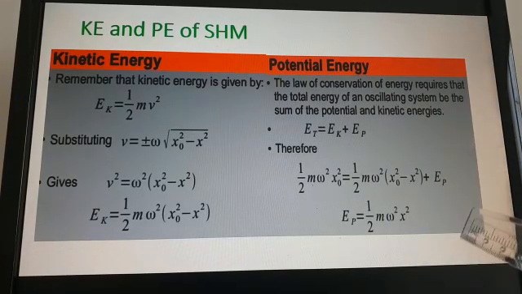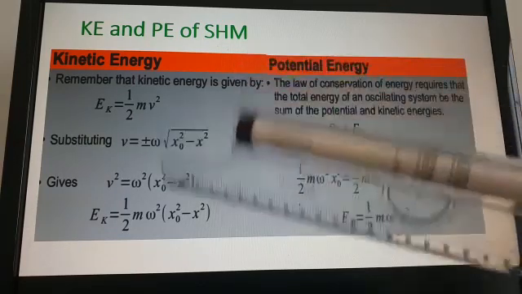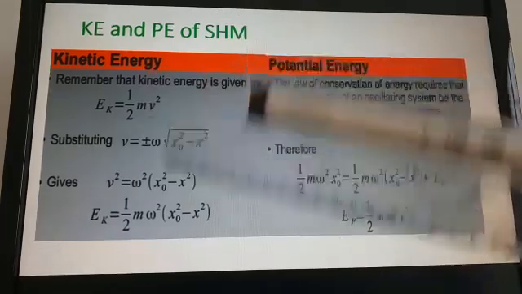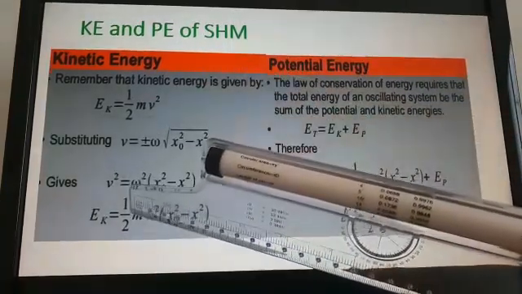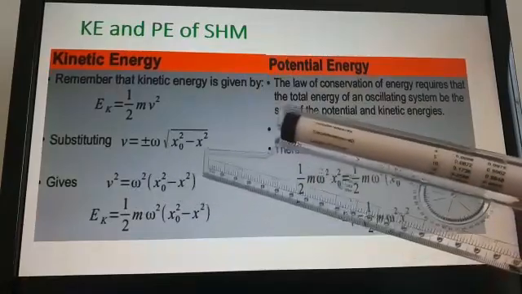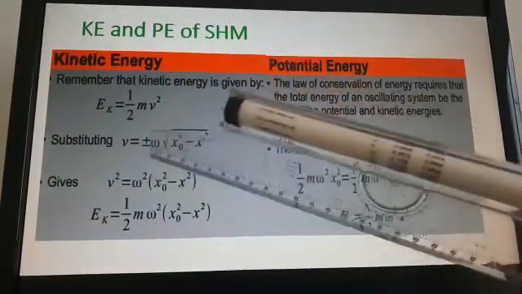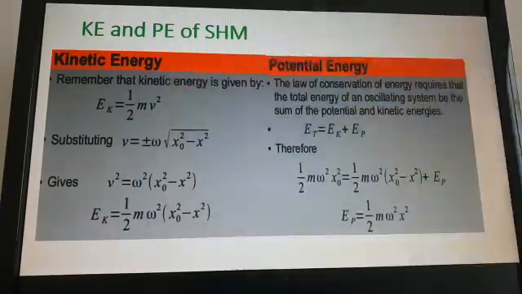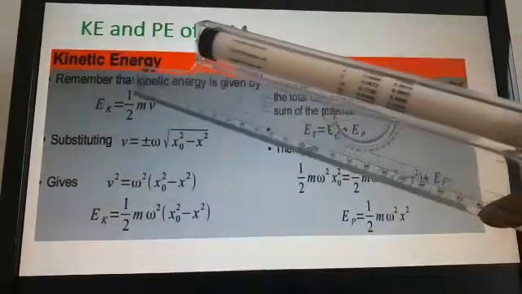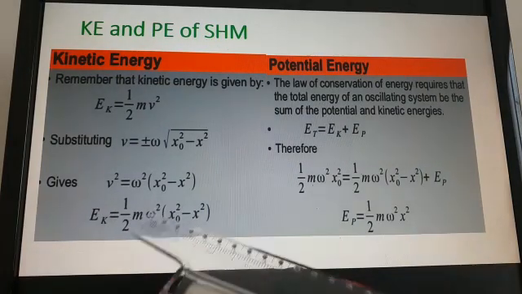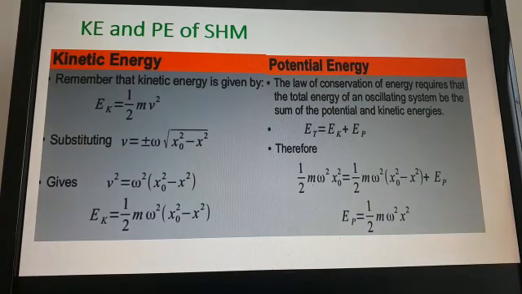Here it is uniform circular motion. Before we studied that the velocity is equal to plus or minus ω√(x0² − x²). Instead of this v², we have to substitute: v² = ω²(x0² − x²). You substitute this v² in the kinetic energy equation and you will get the kinetic energy of simple harmonic motion equal to ½mω²(x0² − x²). That is the equation for kinetic energy of a simple harmonic motion.